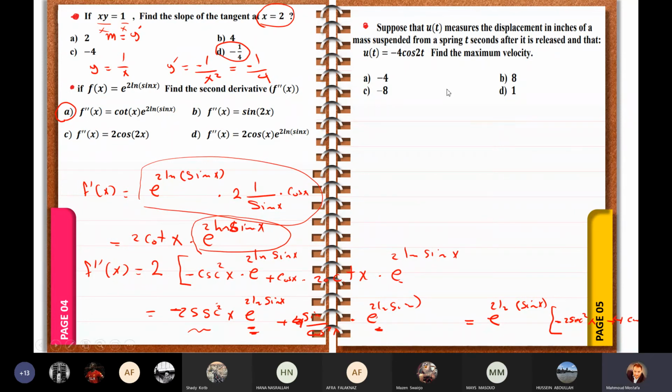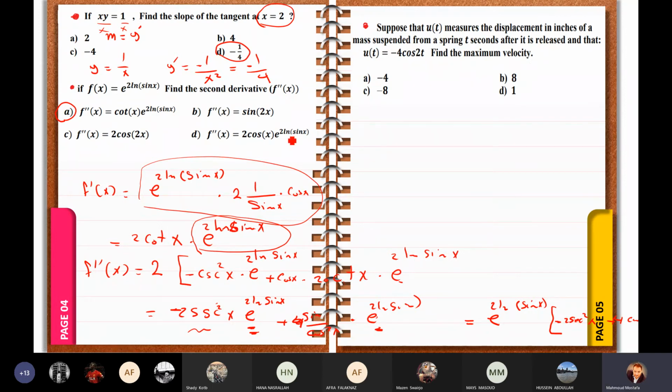Okay, this one is important here. Suppose that u(t) measures the displacement in inches of a mass suspended from a spring t seconds after it is released, and that u(t) is equal to negative 4 cosine 2t. Find the maximum velocity.